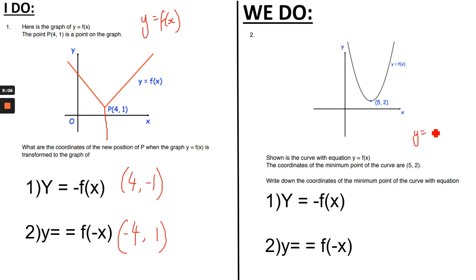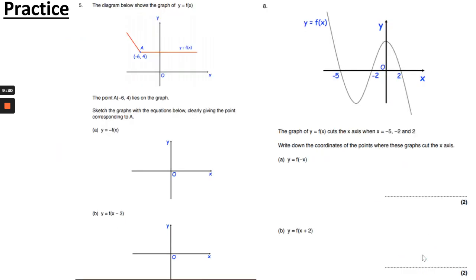We've got our function y equals f of x, and the coordinate is 5, 2. Outside, we're flipping it in the x-axis. So the x coordinate is going to stay the same, but the y coordinate is going to become negative. And this time the x coordinate is going to become negative. So we've got minus 5, and the y coordinate is there. Okay, here are some questions for you to try. The answers will follow.